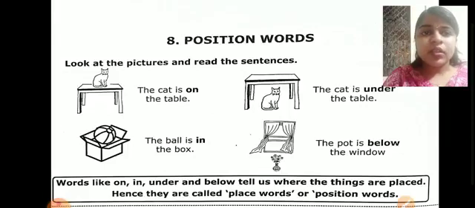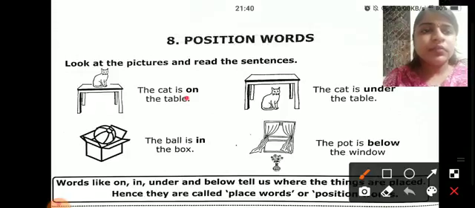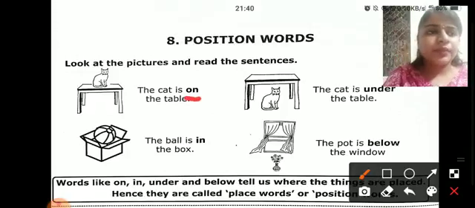Correct. On. On is the position word. Okay children? Underline the word on. Okay? Good. The next one. The cat is under the table. Can you see the cat under the table? Yes. So what is our position word here? Under. So underline the word under.